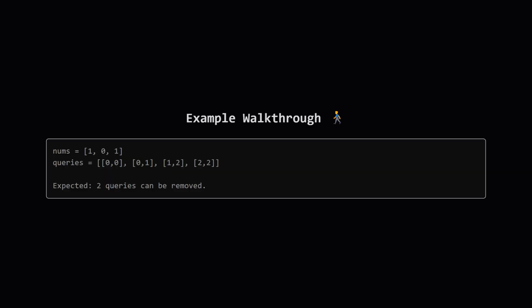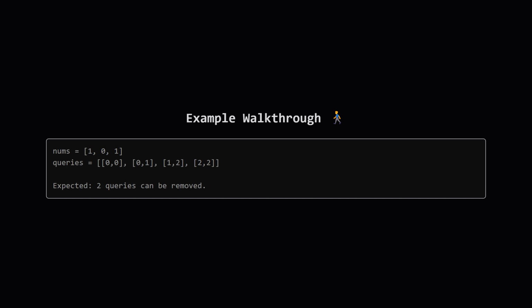Our main goal is to satisfy the operation demands for all positions in the list using the minimum number of queries. If we can do this, the problem asks us to return how many queries we didn't need to use, basically, the maximum number of queries that can be removed. If it's impossible to satisfy all demands, we should return -1. Let's walk through an example.